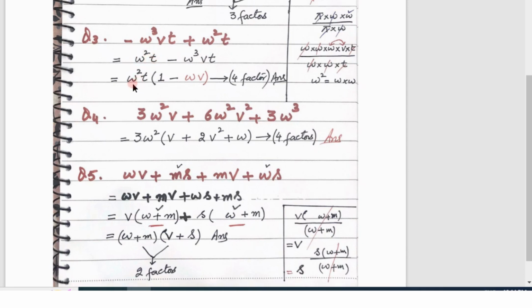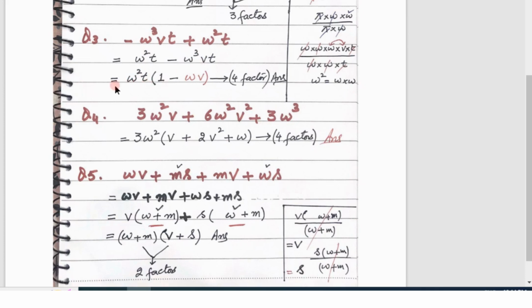T outside. W square t is common, and then we will divide these two terms one by one with w square t, and we will get the rest of terms over here inside the brackets, the leftovers. As the leftovers 1 minus wv, these are the leftovers of first and second terms after the division with w square t one by one. Now we have 4 factors.